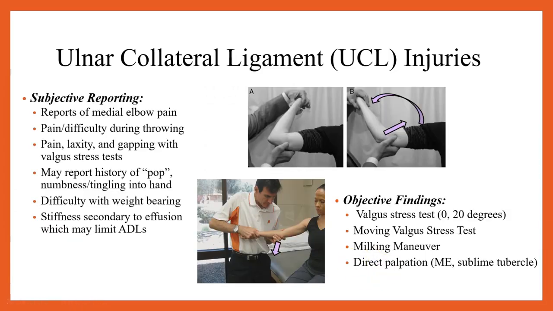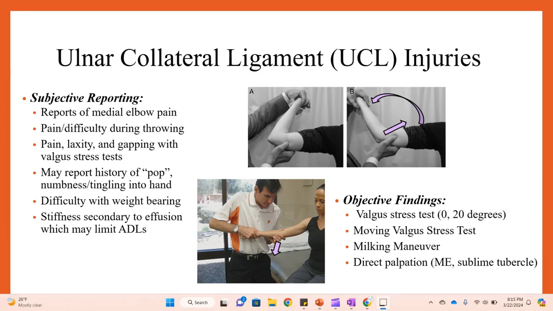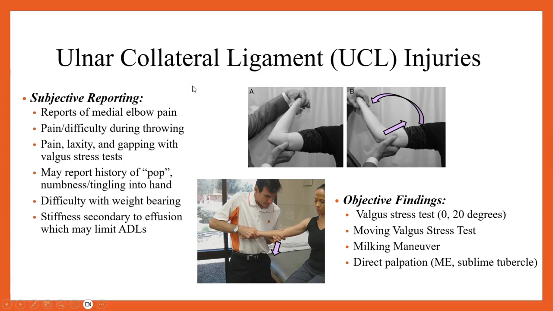So here are some subjective reports that you can elicit. You'll ask some questions and they'll tell you that they have medial elbow pain and difficulty during throwing, pain, laxity, and gapping with valgus stress test. They may report a history of a pop, numbness and tingling into the hand because of the proximity of the ulnar nerve, difficulty with weight bearing, and stiffness secondary to effusion.